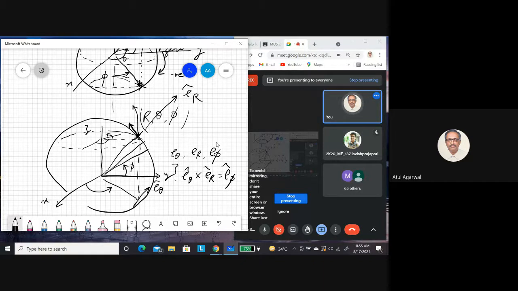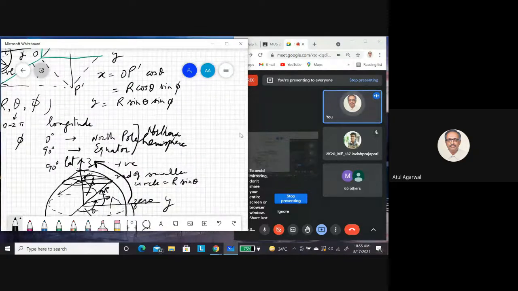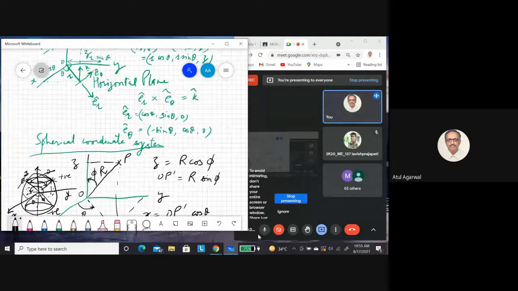What is the right one? It has to satisfy the right hand rule. For cylindrical coordinates, what we found was ER cross E theta is equal to K. If you just cyclically change R, theta, K, just like you do I and J, ER becomes E theta becomes K becomes ER. This kind of a change you can do.